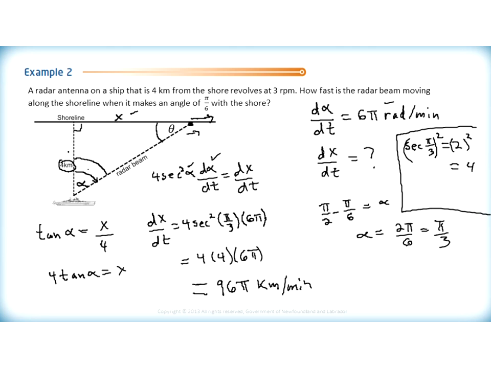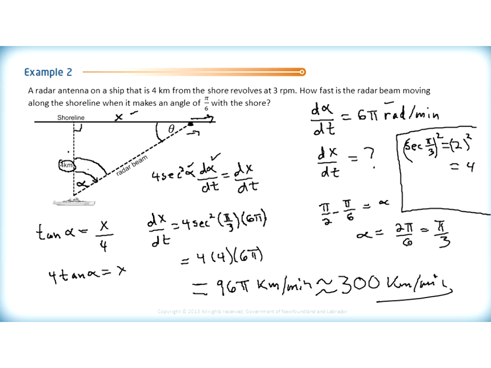So if you wanted to work that out as a decimal approximation, you could. 96 pi is going to be somewhere in the ballpark of 300-ish. Let's see exactly. 96 pi is about 301.6. So this is about 300, let's say, kilometers per minute. And that's how fast the radar beam looks like it's sliding across the shore.